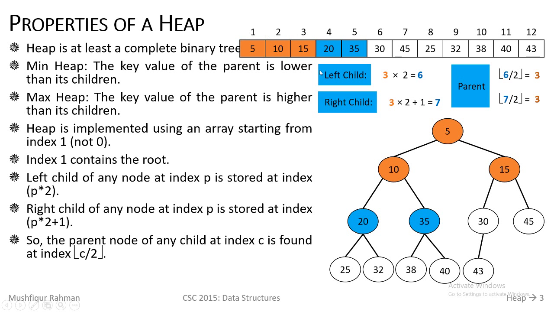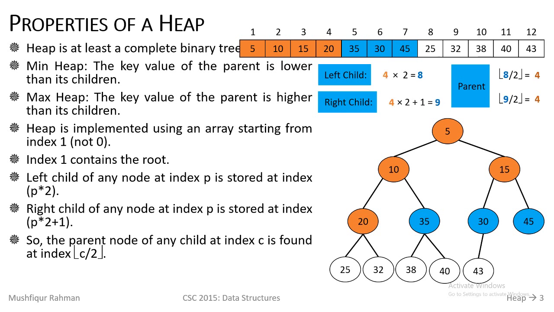Next is index 3. 3 times 2 is 6, and the right child is 7. Index 6 will go to 30 and index 7 will go to 45. Our parent will now change: 6 divided by 2 is 3, and 7 divided by 2 is 3.